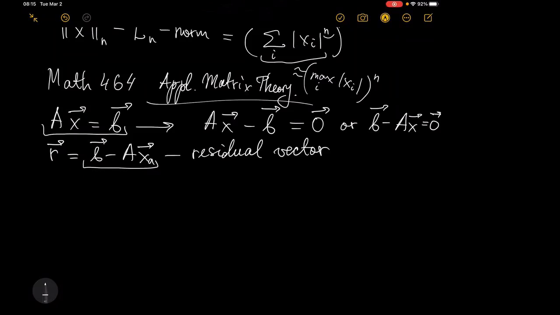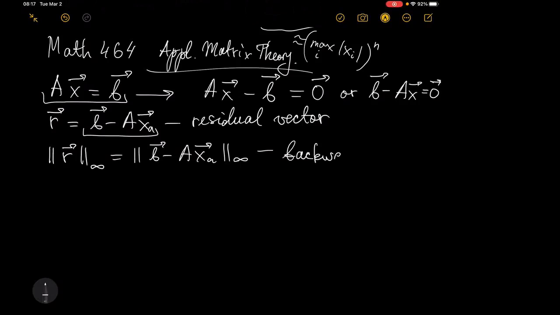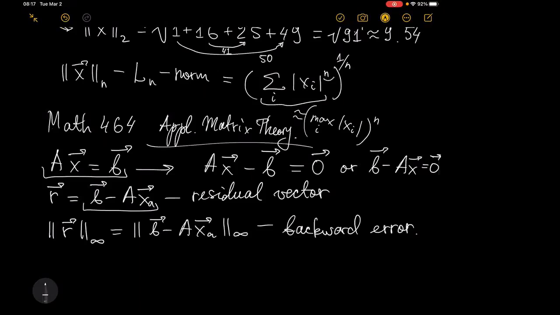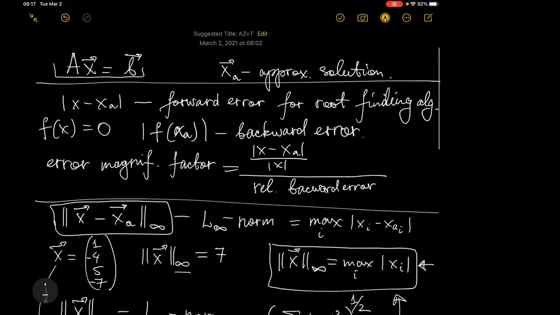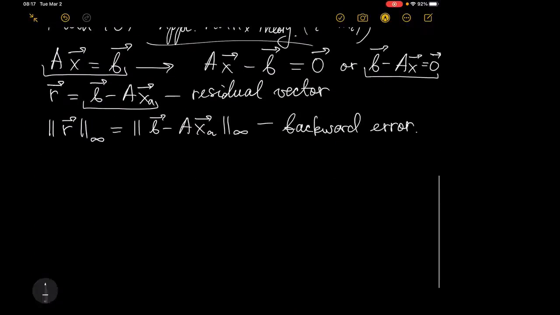Okay, now, so the norm of the residual vector, for example, L infinity norm, or I can write it as b minus Ax_a. So this is my backward error, right? So as you can see, if you consider this representation of my linear equation, this is very much like the backward error which we used for root finding algorithms, right? Okay.